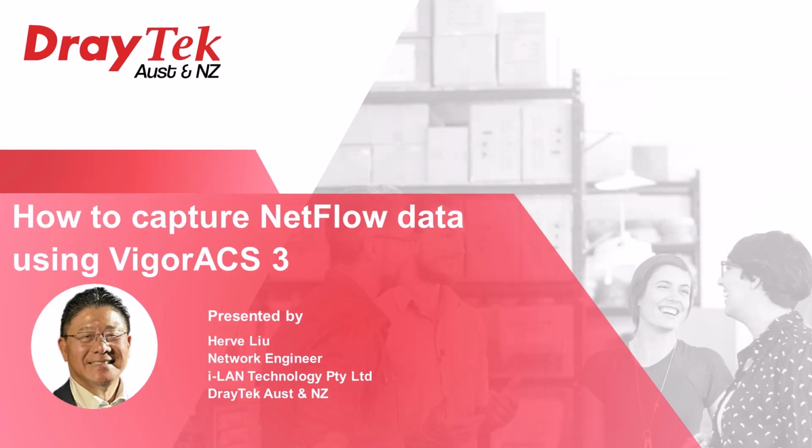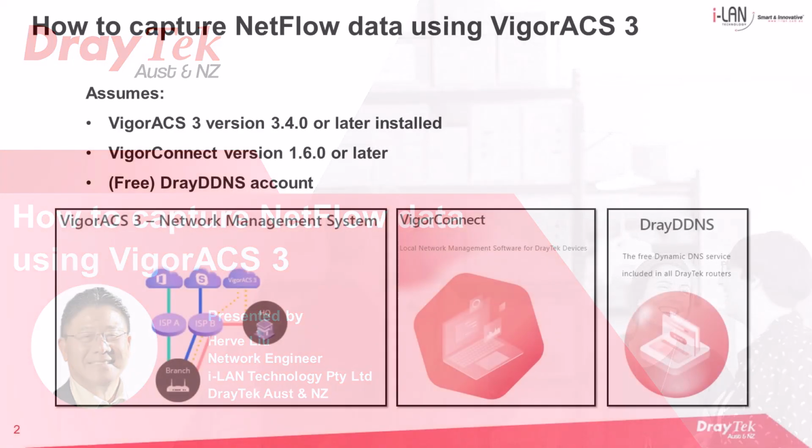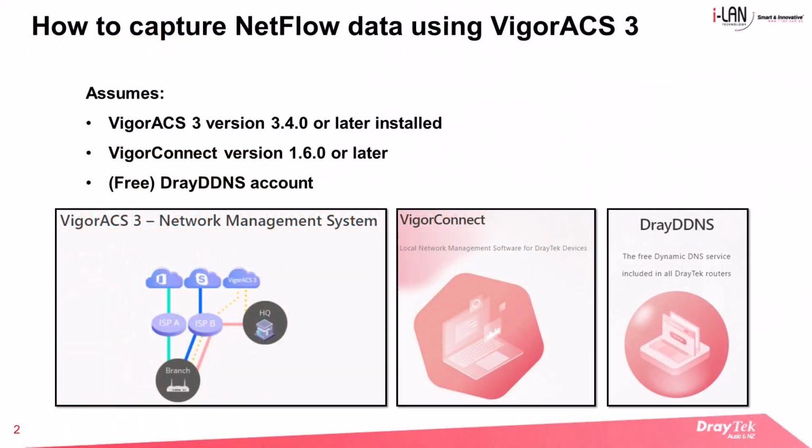Today I will show you how to capture NetFlow data from a DrayTek router using VigorConnect as a NetFlow collector and VigorACS to display the graphs and statistics. I assume that for existing VigorACS users, the setting up of TR069 and DrayDDNS has already been done, so I will go through them very quickly.